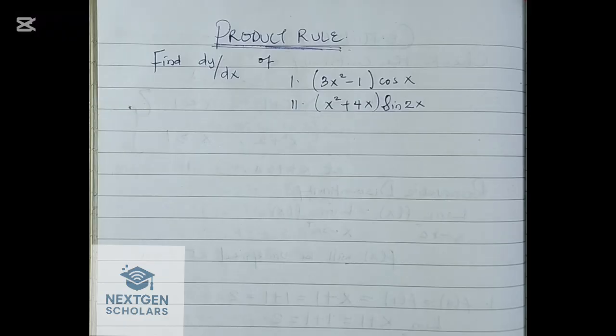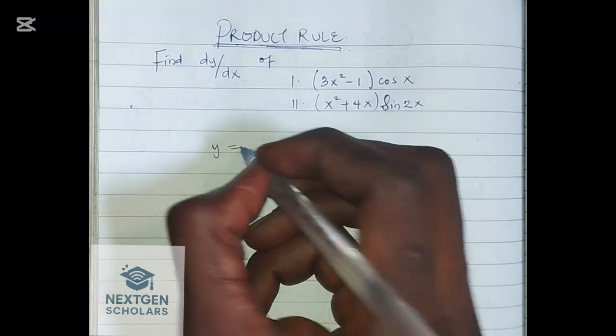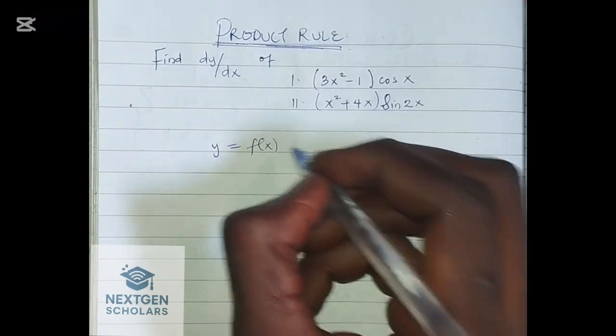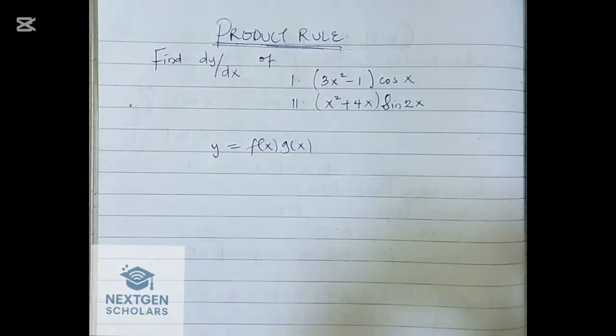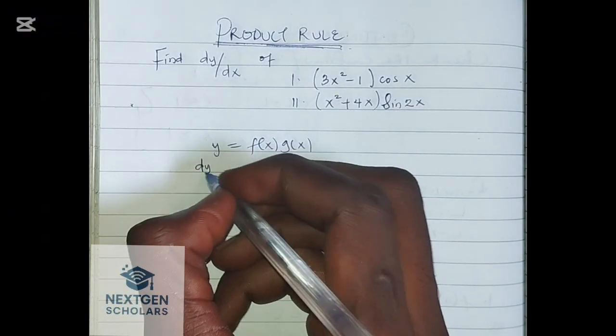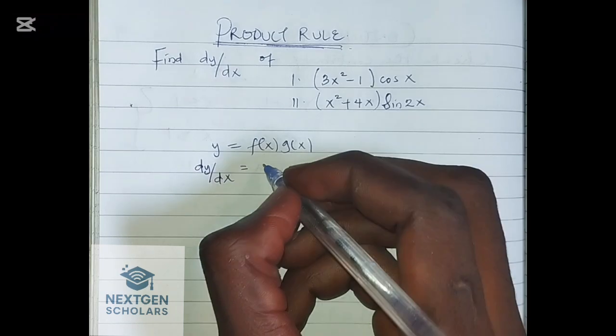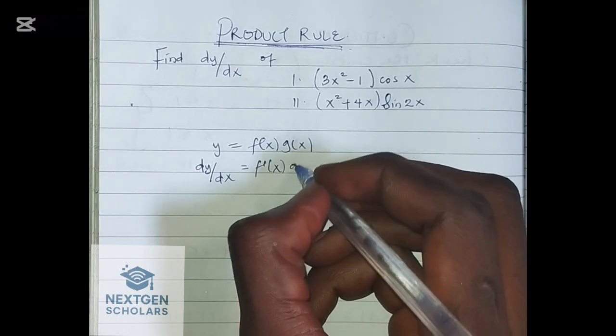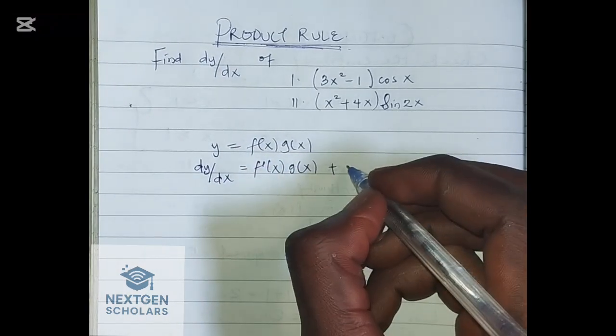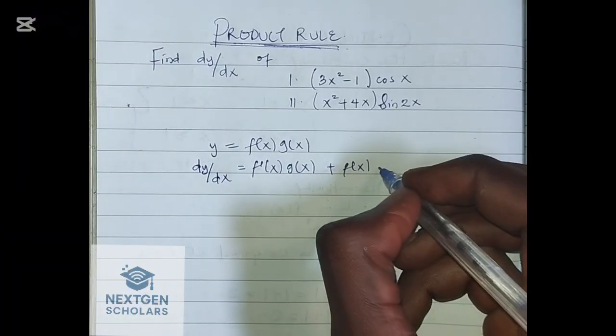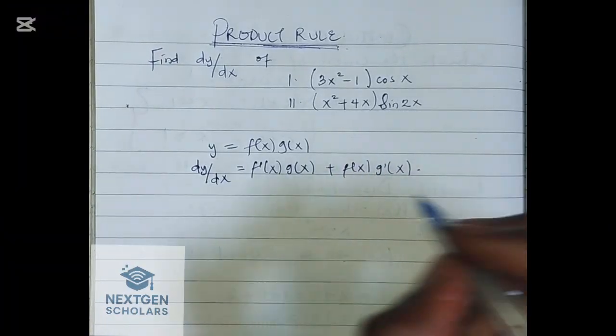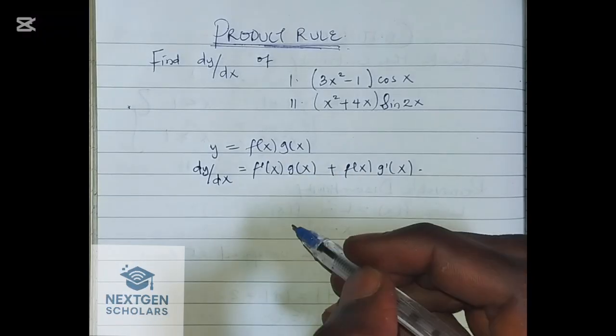Alright, welcome to this video. In this video we have been asked to solve these problems using the product rule. The product rule says that if you have a function of this form, y is equal to f of x multiplied by another function g of x, you differentiate the first function and keep the second one, plus keep the first function and differentiate the second function. If you are able to do this, then you are good.